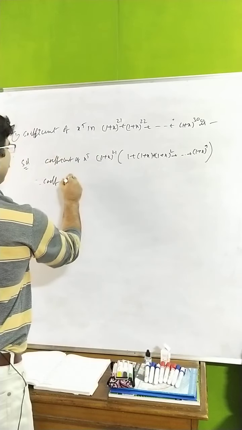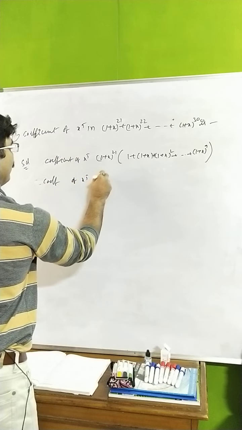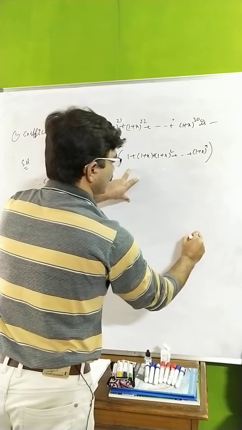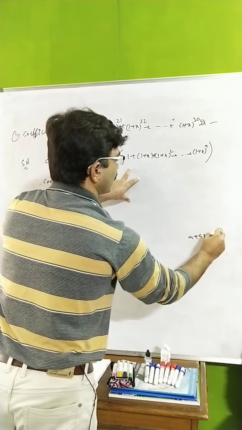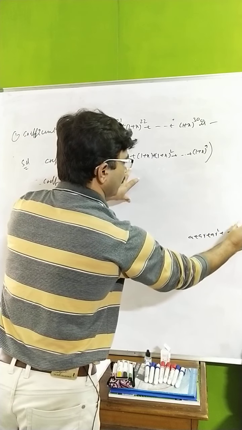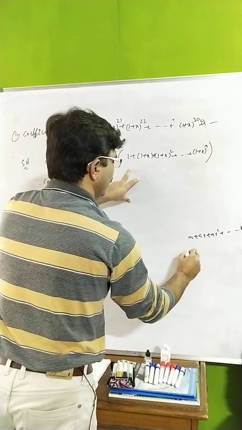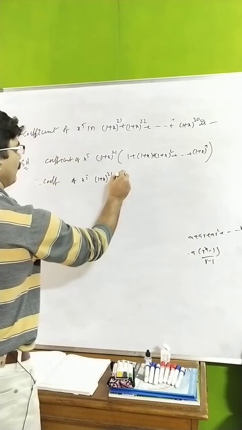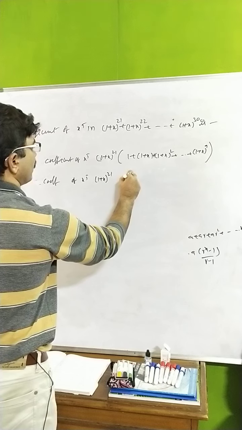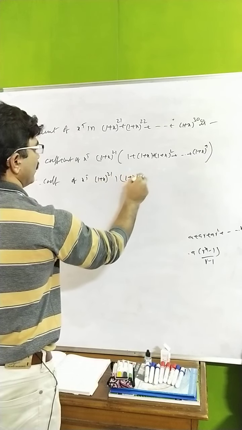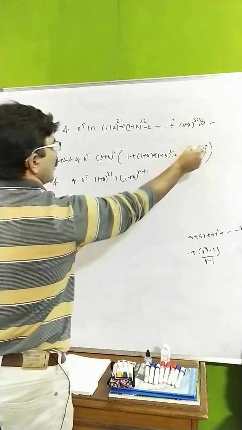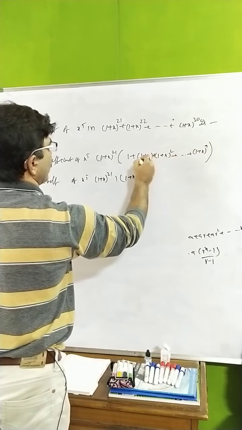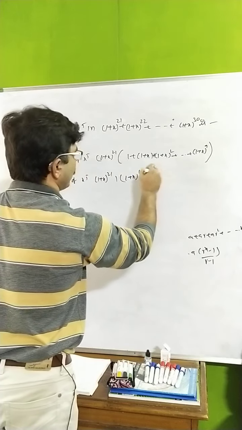the GP series. The coefficient of x to the power of 5 in (1 plus x) to the power of 21 times the series. By using the GP series formula, this is a plus ar plus ar squared up to n terms, which you can write as a (r to the power of n minus 1) by (r minus 1). Using that formula, here r means 1 plus x, and a means 1, with the power of n being 9 plus 1, because 9 means totally 10 terms are there.